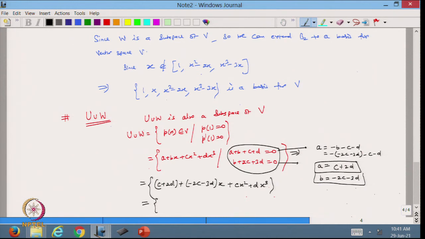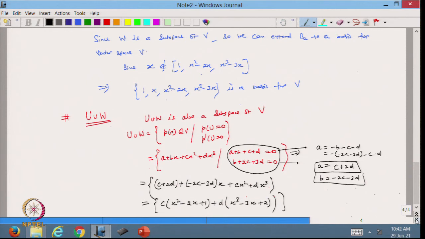So, now from here I will collect the terms corresponding to c. So, it is x square minus 2x plus 1, and d is x cube minus 3x plus 2. So, it is x cube minus 3x plus 2 and x square minus 2x plus 1. So, this is all the set of polynomials.